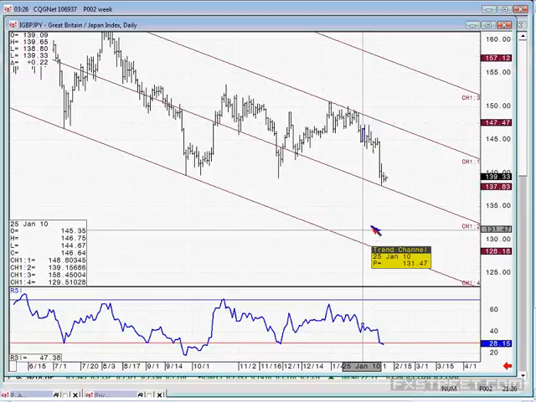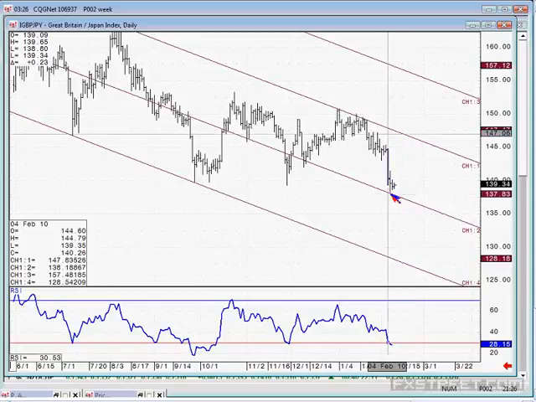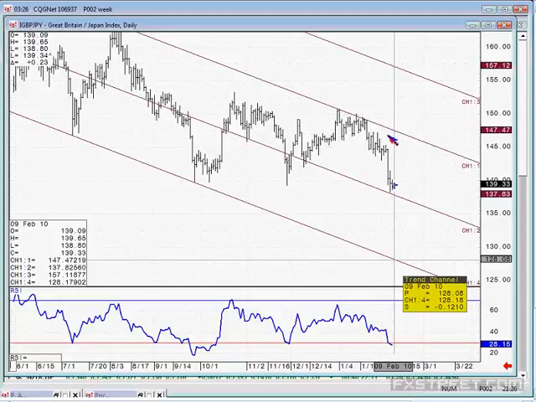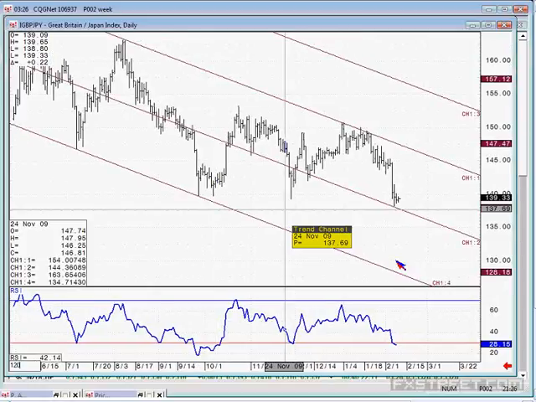If I draw a channel here, can you see the channel? The price is just resting along the second channel, and the maximum move I'm expecting is that it should go like this. On this particular move, it should not go below 128. And again, this is my analysis on the daily.